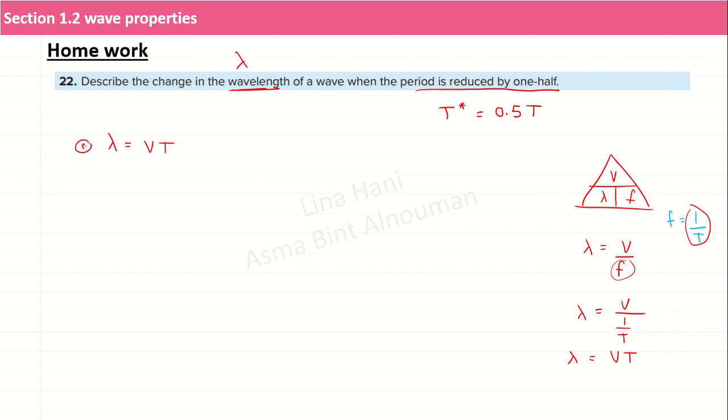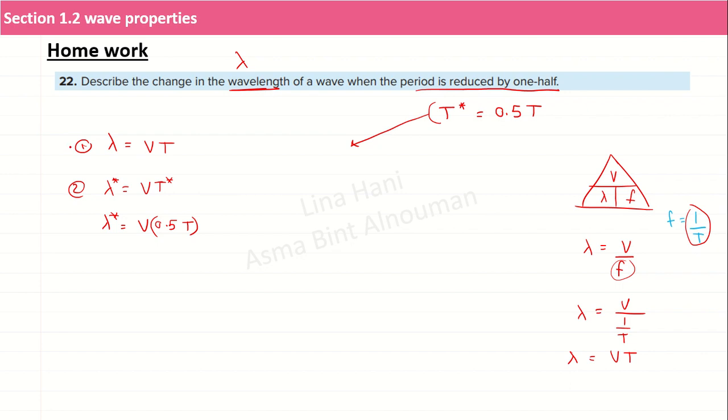So this is the old equation. The new equation, the new lambda, the new wavelength, is equal to the speed. Nothing happened to the speed. And you can see the question didn't change the speed, it only changed the period, so it's the same speed. Although the period changed, so v multiplied by the new T. Now you can substitute the new T in this equation. So the new lambda is equal to the speed multiplied by half, 0.5 T. There you go.